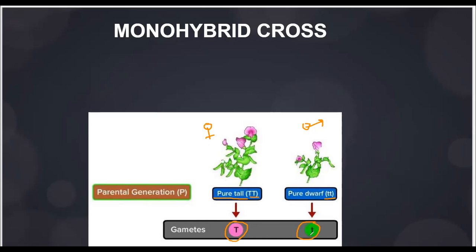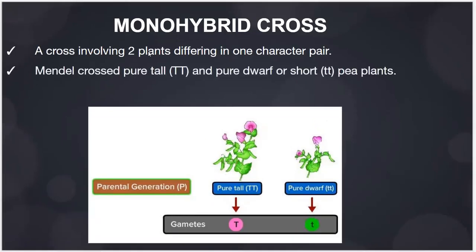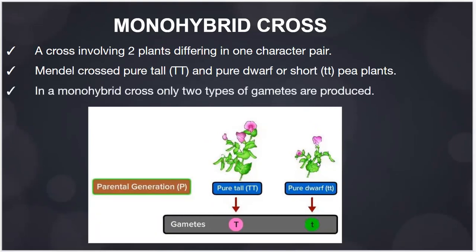So you will write the gamete small t. Okay. So this is the first step, that is selection of the parent. A cross involving two plants differing in one character pair is what is monohybrid cross. So pure tall and pure dwarf. Both of them are in homozygous condition.